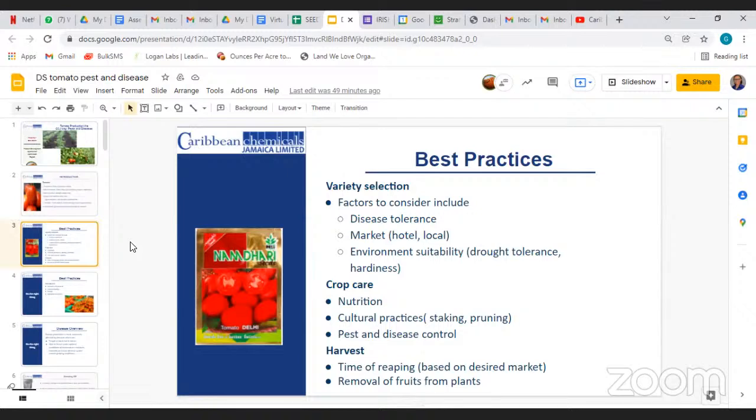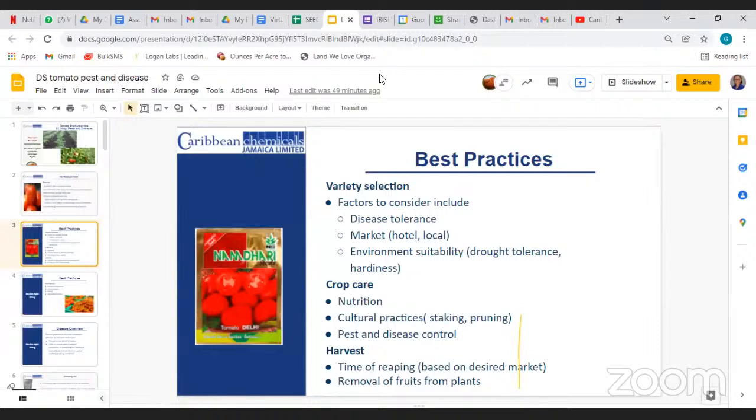You also want to know the crop care, proper nutrition, the cultural practices, doing the staking, the pruning at the correct time, your pest and disease control, which we'll delve more into, and your harvest period. How important it is to harvest the fruits at the right time, and the way in which the fruits are removed from the plants, have a lot to do with the longevity of the plant and, by extension, the amount of yield you can receive from the plants.